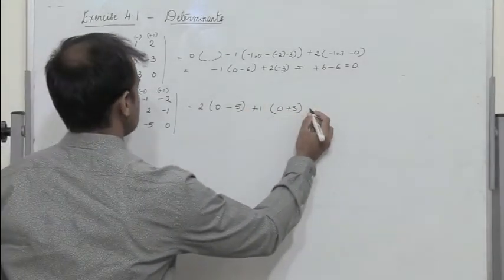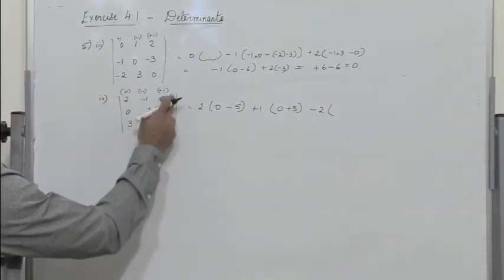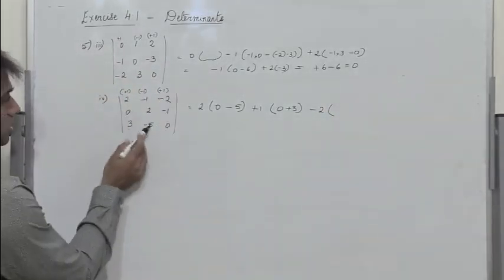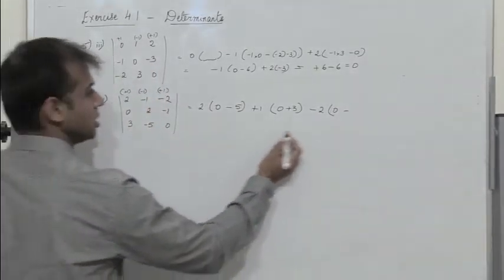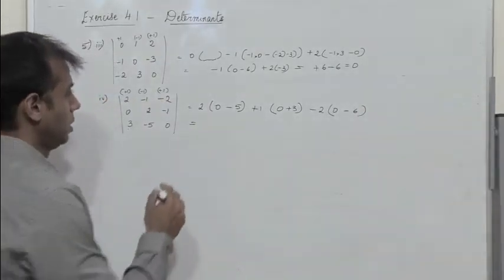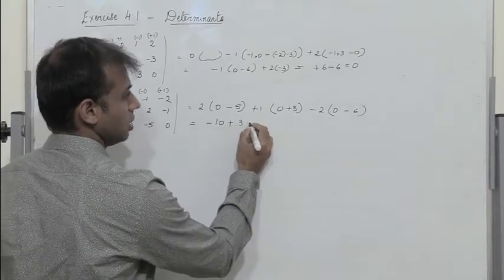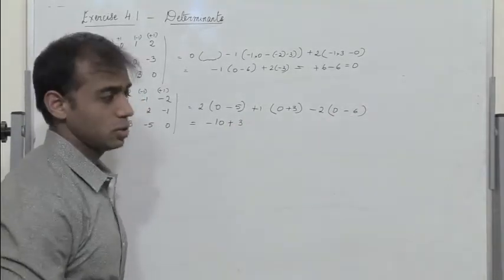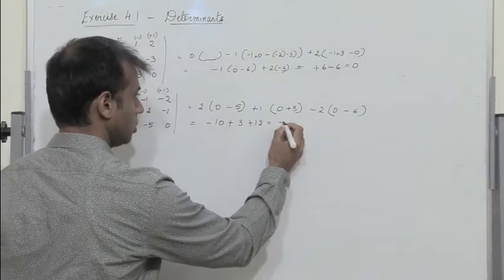Then I have plus of minus 2 by minus 2. Leave the first row and the third column. 0 into minus 5 is 0. Minus 3 into 2 is 6. So we have 2 into minus 5 is minus 10 plus 3, and then minus 2 into minus 6 is plus 12, which is equal to plus 5.